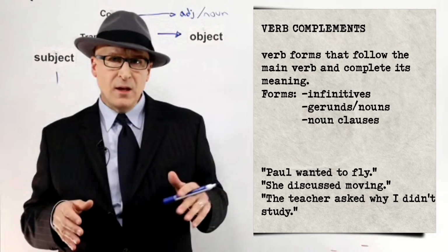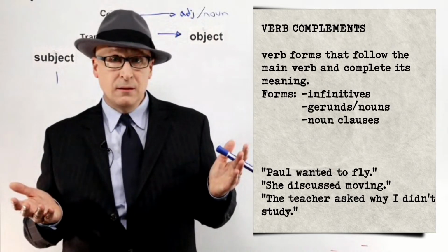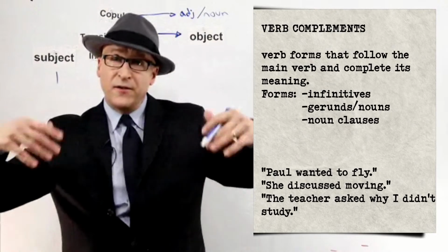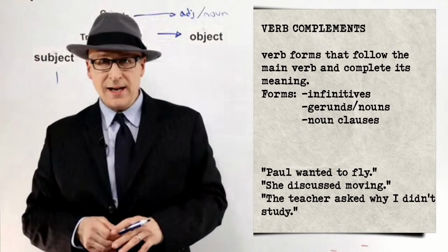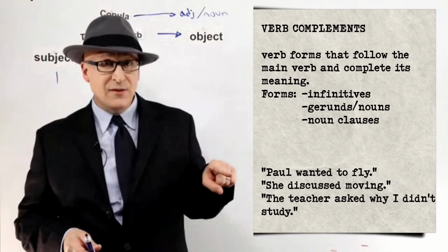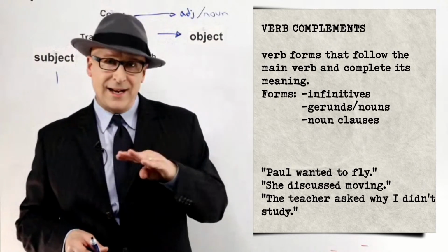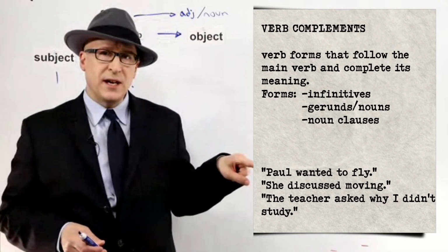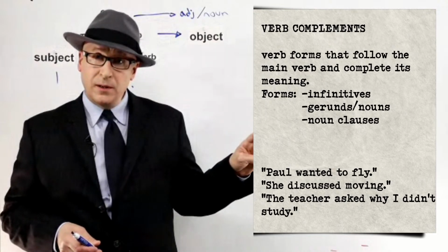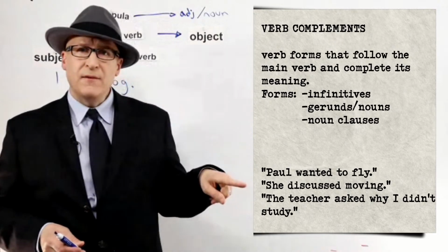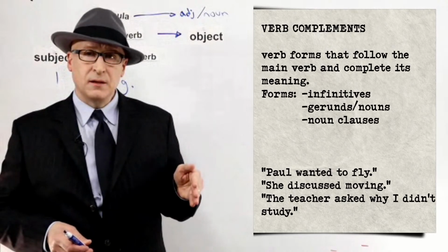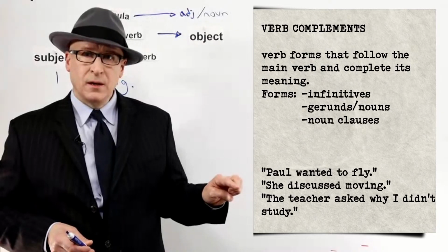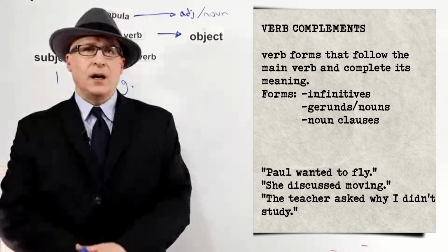He wanted to do that action. Okay? Now, he hasn't done that action, right? That's why it's an infinitive verb. An infinitive verb has no tense. It's sort of a future possibility. He wanted to fly. This sentence doesn't tell us that he did fly. It tells us that he wanted that action. Probably didn't do it. So here we have the pattern of subject, verb, infinitive verb. Okay? Then we have this pattern. She discussed moving. Now, discussed is a transitive verb. It needs an object. You can't say, she discussed.